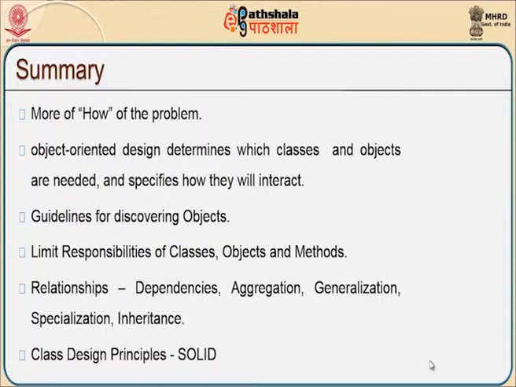So this is just to keep in mind, this is to limit our problem to minimal working on minimal modules. So limit responsibilities of classes, methods and objects, and we have started defining the relationships like dependencies, aggregation, generalization, specialization, which is part of inheritance. For dependencies we had the uses relationship, for aggregation we had the has-a relationship, for inheritance we have the is-a relationship. And finally, we have seen the class design principles, which are explained as SOLID principles.